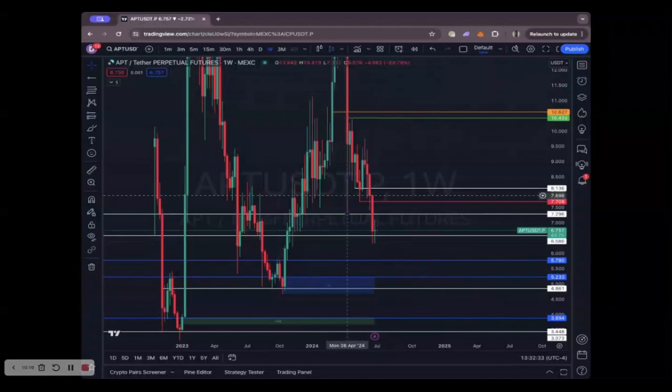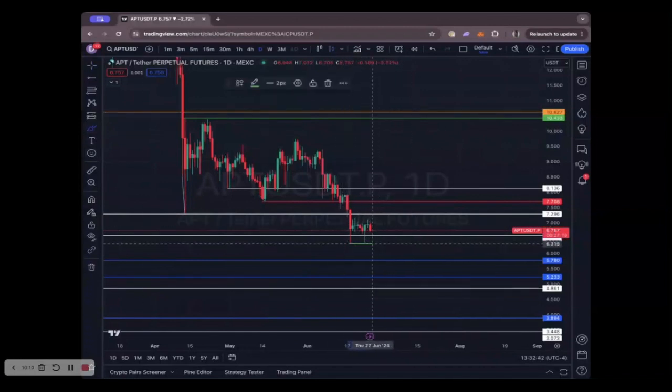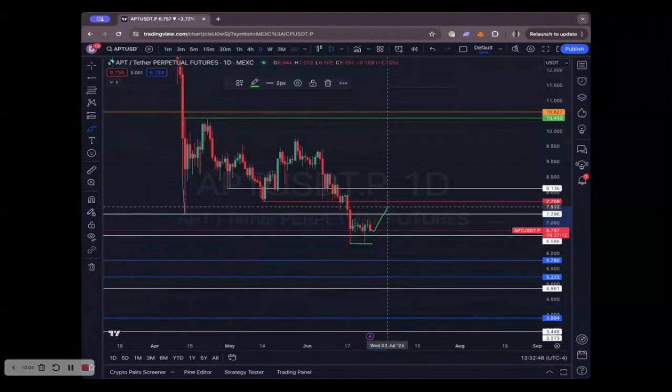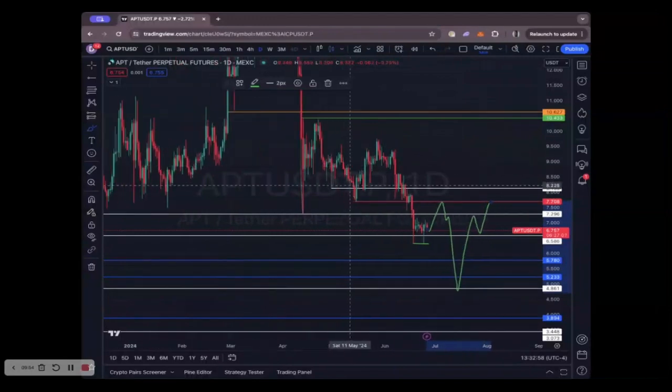So high time frame wise, even if we bounce to 7.5, I could see one of two things happening. These are clear equal lows, so if we bounce to 7.5, I would expect us to still look for shorts if we then close back below 7.2, because that would be a very clear deviation right there.